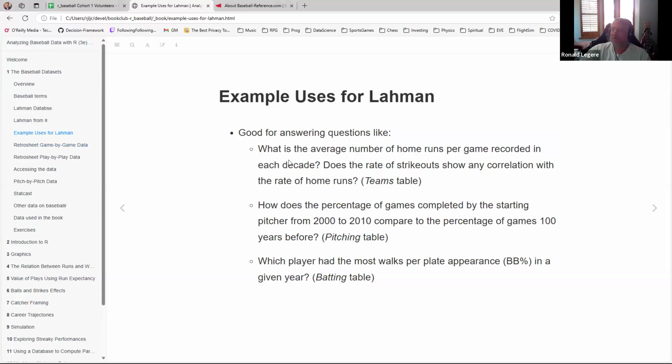And so in the book, they say this is good for answering questions about the average number of home runs per game, or what's the percentage of games completed by the starting pitcher, or which player had the most walks per plate appearance, the so-called bases on balls percentage in a given year. So these are all things you can get from the Lahman database, from these different tables.